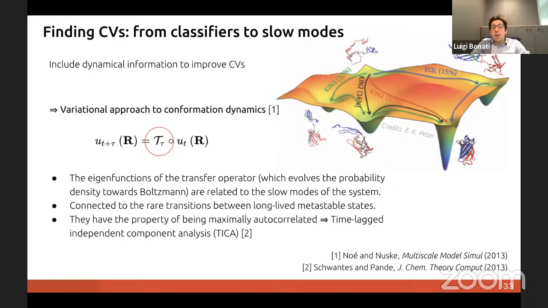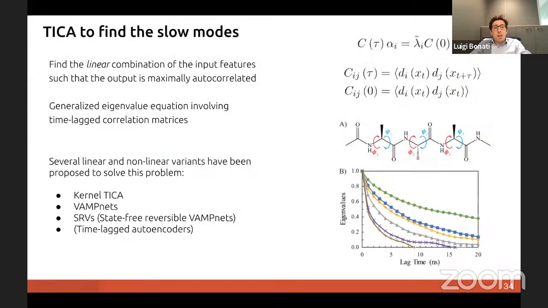We can use statistical methods such as time-lagged independent component analysis, TICA, to find them. In particular, TICA finds the linear combination of the input features such that the output is maximally autocorrelated. As you will recognize, this equation is very similar to the previous case of LDA, but here, rather than having scatter matrices to account for the variance within the states, we have time-lagged correlation matrices. For instance, the matrix element C_ij of tau is the time correlation function between descriptor i at time t and descriptor j at time t plus tau.